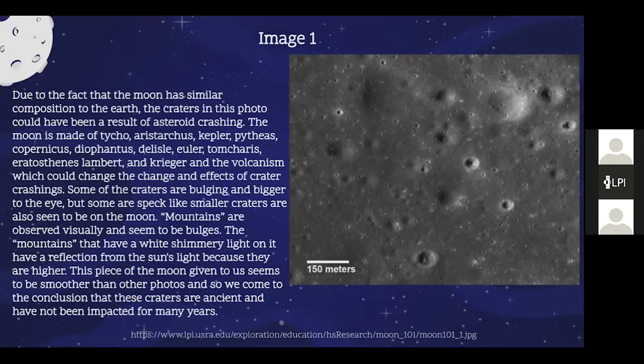Okay, so my first question here, it's the second sentence. You say the moon is made of, and you list off a bunch of names.